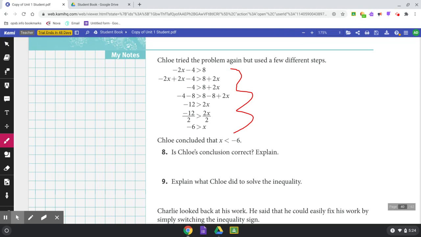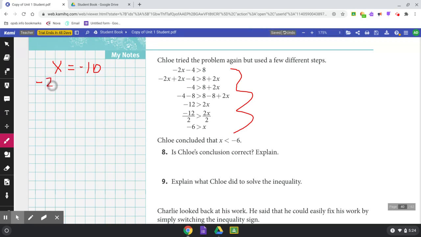Let's do a guess and check. What is a value that is less than negative 6? A value that is less than negative 6 would be negative 7, negative 8, negative 9, negative 10, and so forth. So I'm going to use x is equal to negative 10. I'm going to use 10s because 10s are easy. Let's substitute it into the original equation.